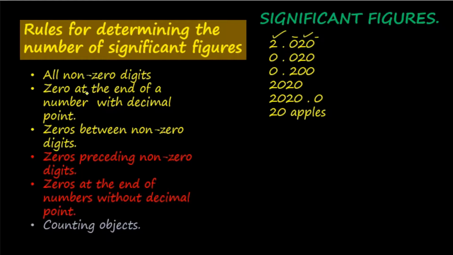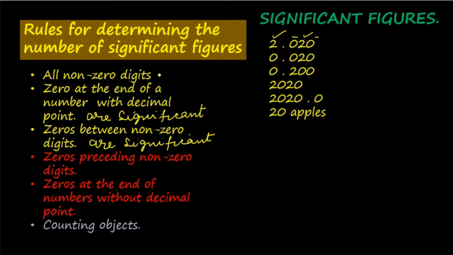What are the rules? Zeros at the end of a number with a decimal point are significant. Zeros between non-zero digits are significant whether the number is with decimal or without decimal. Similarly, all non-zero digits are also significant. So, there are 4 significant figures in this number.